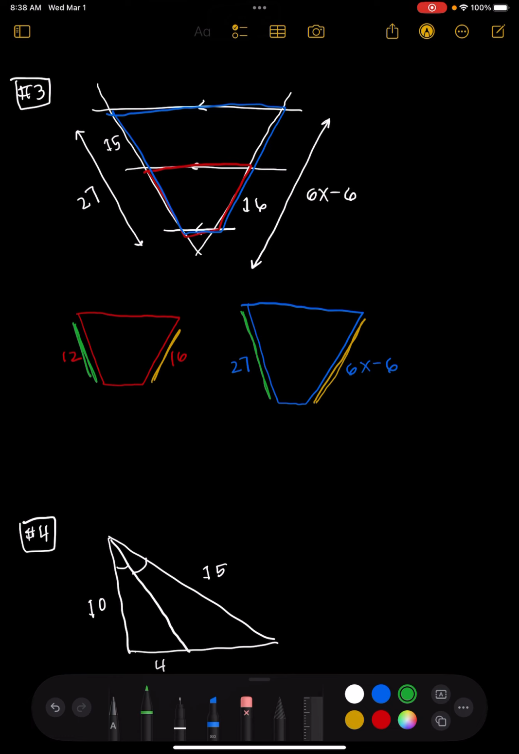Okay, so our green fraction would be 12 over 27, and then our yellow fraction is 16 over 6x minus 6. We can set these things equal to each other because they're similar. Now we can cross multiply. So I'm going to end up with 27 times 16 is equal to 12 times 6x minus 6.